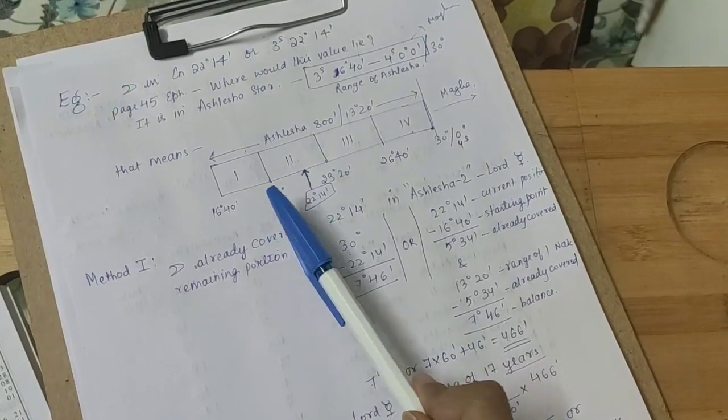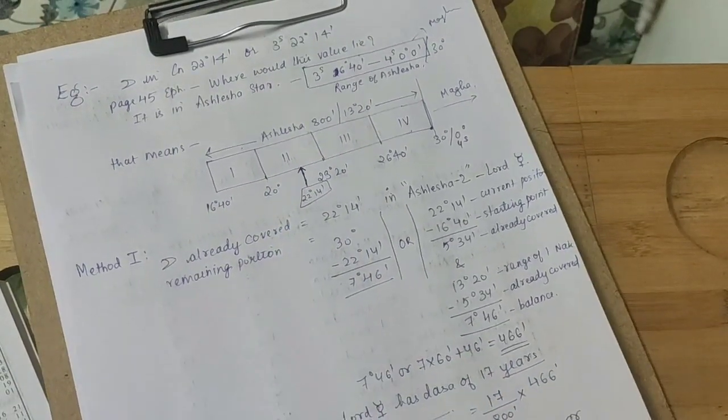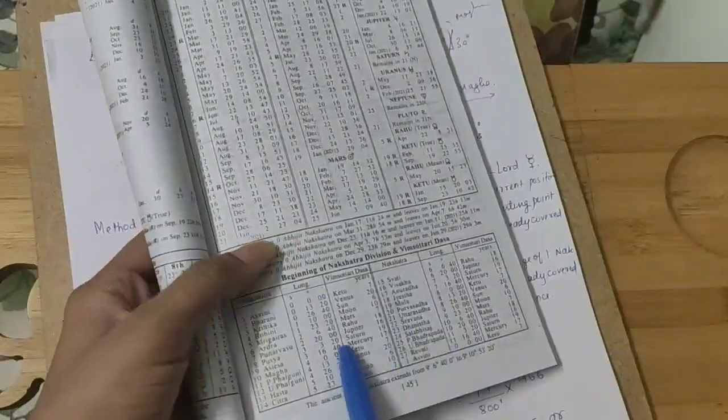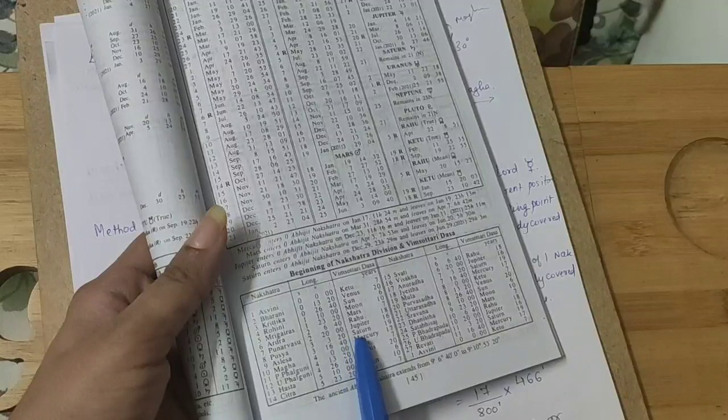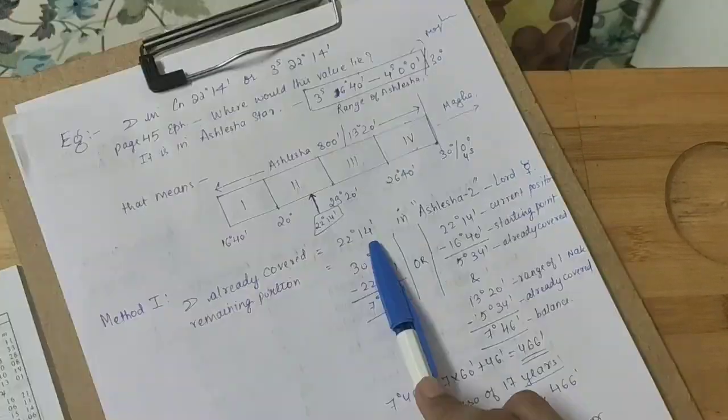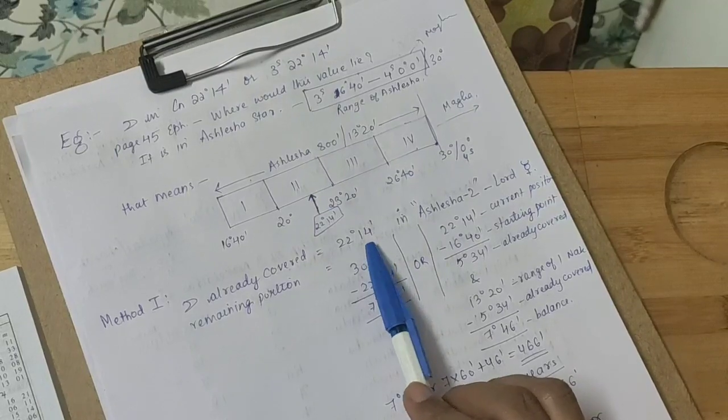Now, who is the Lord? Mercury. You see the Lord? Mercury is there. Ashlesha's Lord is Mercury. Also in this table, against Ashlesha, Mercury is written with the years of Dasha. Major period is 17 years. You can find the balance in two ways.